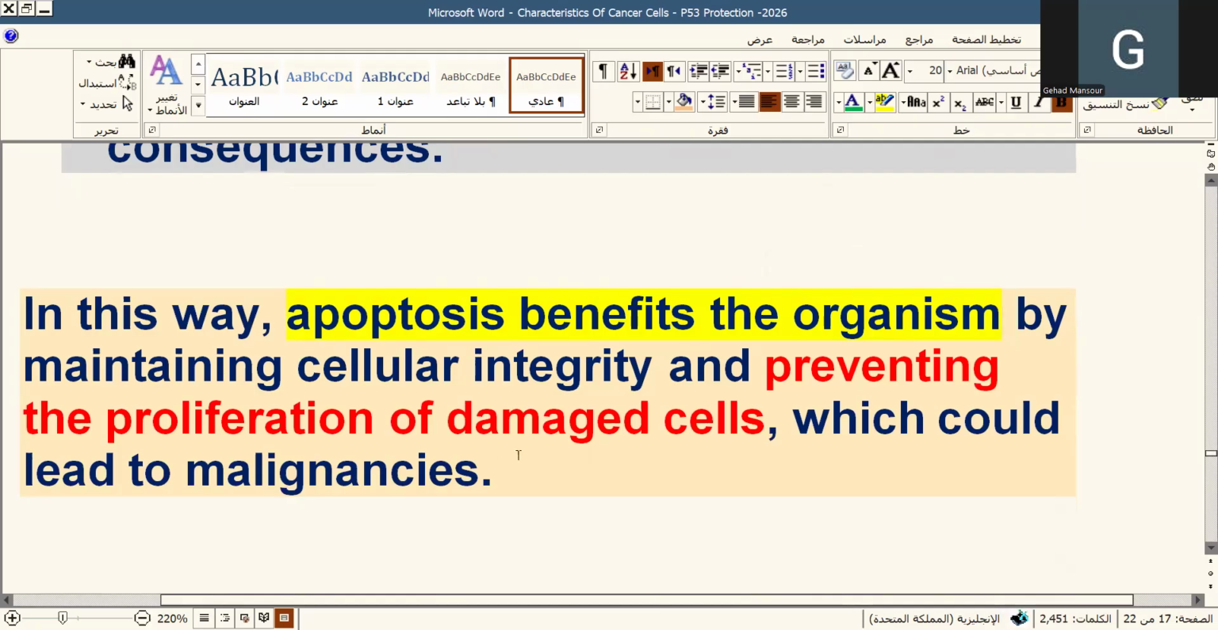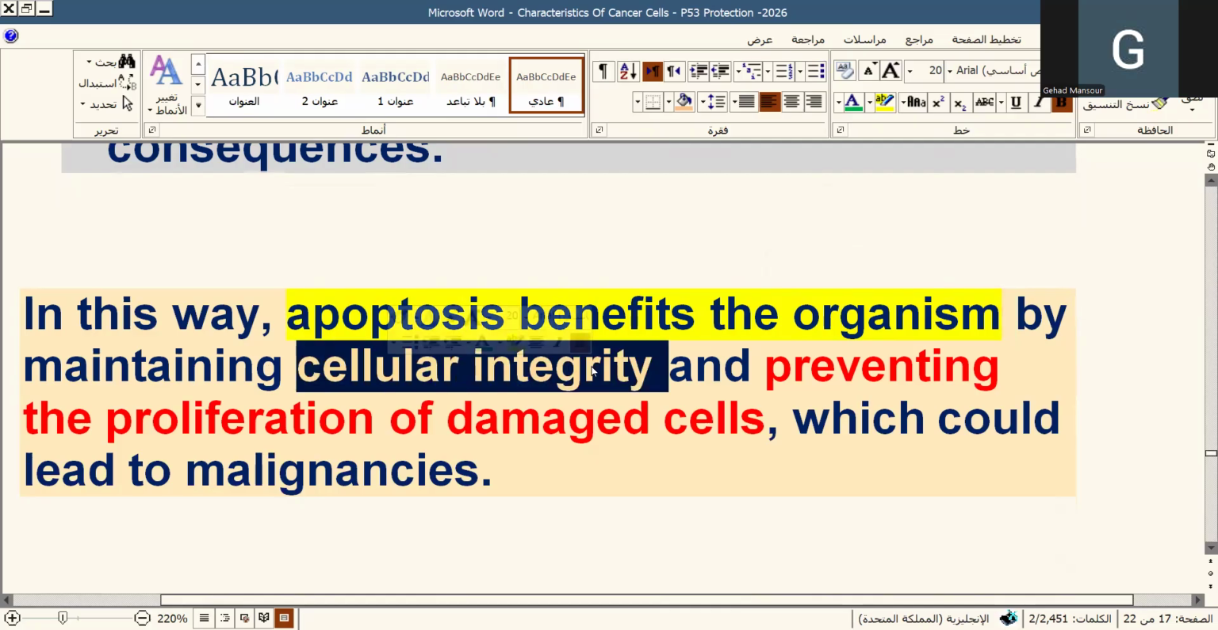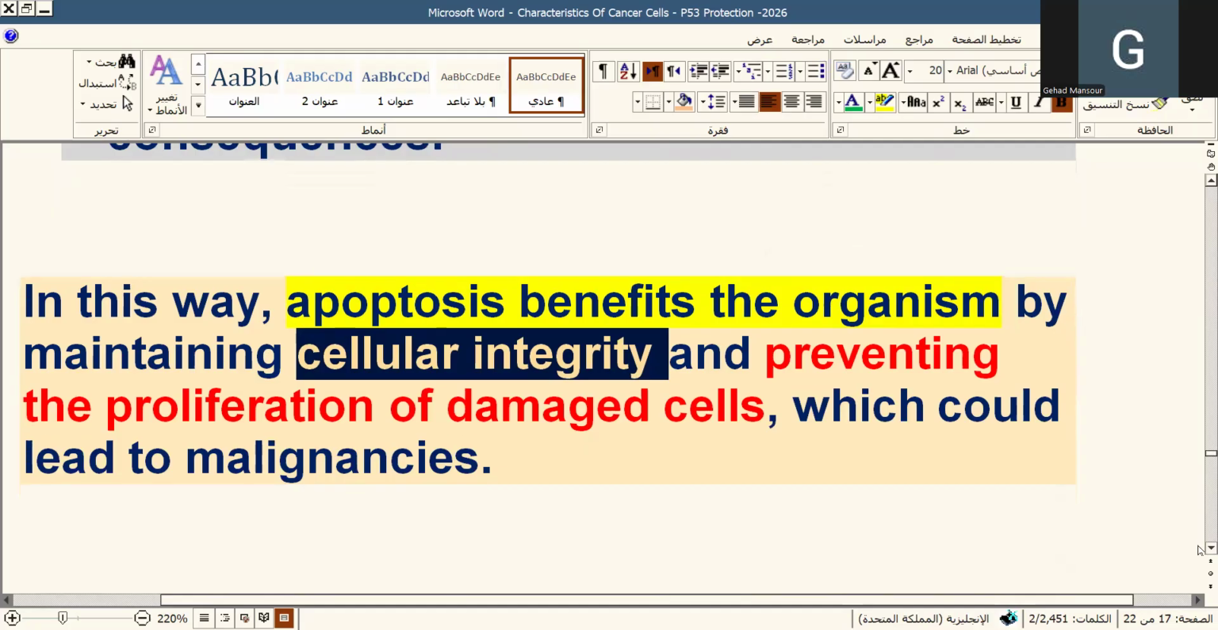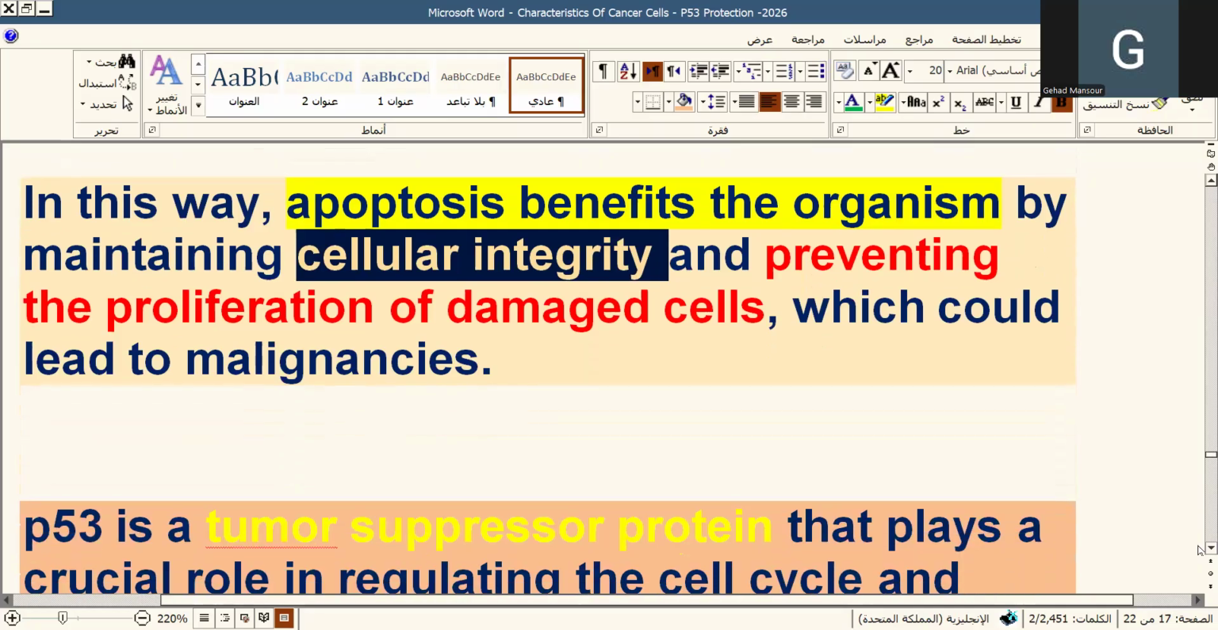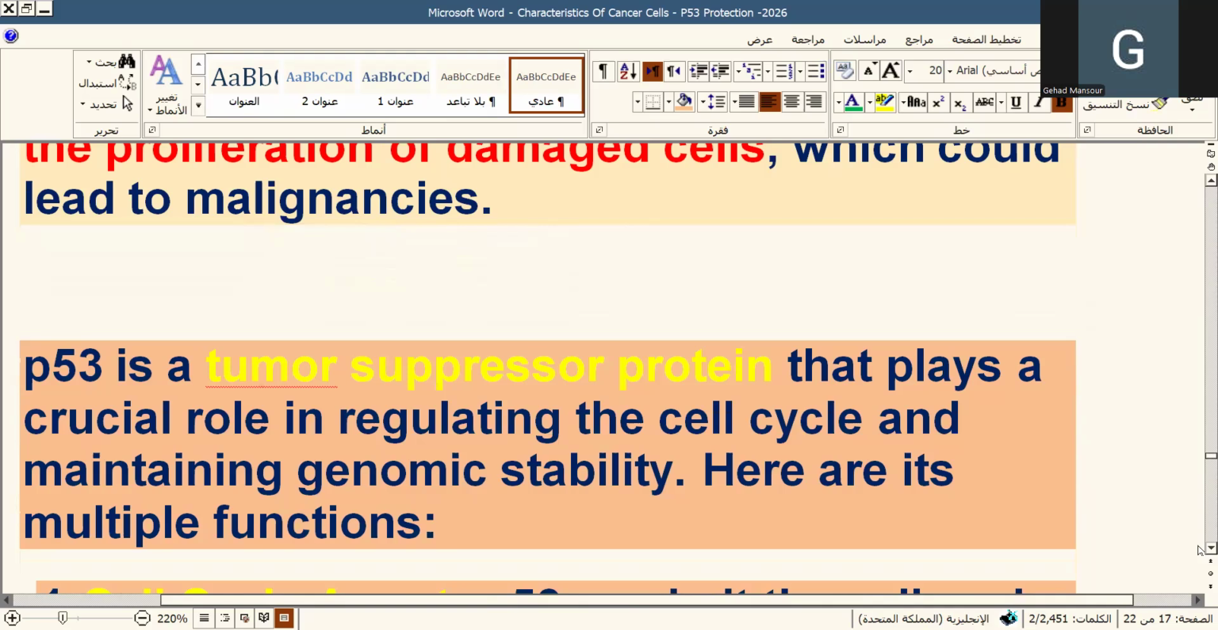How does apoptosis benefit the organism? By preventing the cell division of damaged cells, by preventing the proliferation of damaged cells, and therefore by maintaining the integrity of the cell. When you discard mutant cells with mutant DNA and keep only normal DNA that codes for normal proteins, then you are maintaining the integrity of the cell.